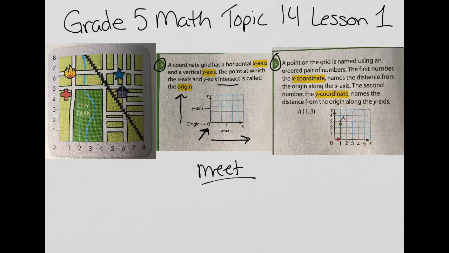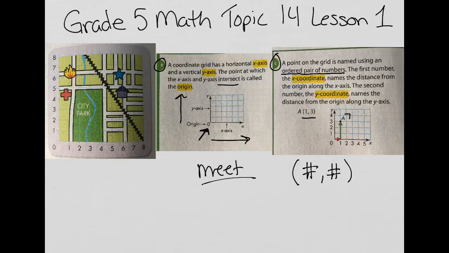Let's look at box C. A point on the grid is named using an ordered pair of numbers. The first number is the x-coordinate, which names the distance from the origin along the x-axis. The second number is the y-coordinate, which names the distance from the origin along the y-axis. So let's talk about what that means. When I approach this problem, there's a lot of vocabulary in it. Ordered pair of numbers is going to be very important. An ordered pair is written with a parenthesis, a number, a comma, a number, and a parenthesis. I'm going to tell you how to fill those in right now.